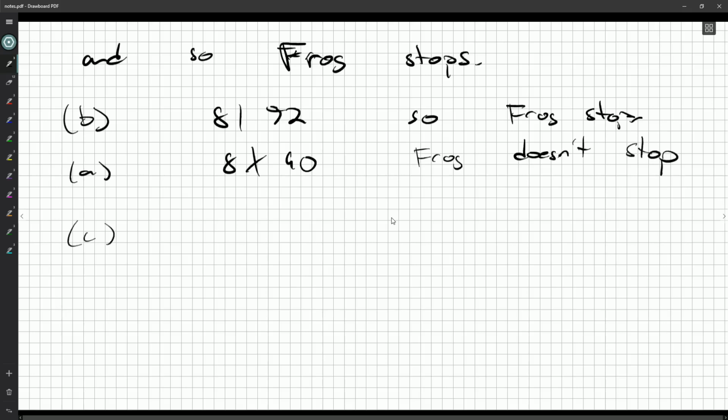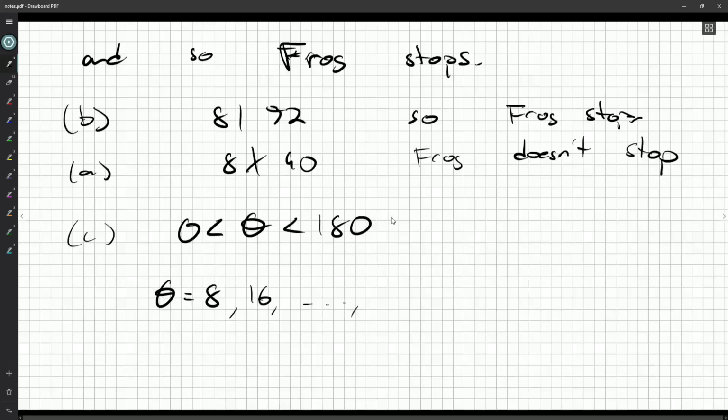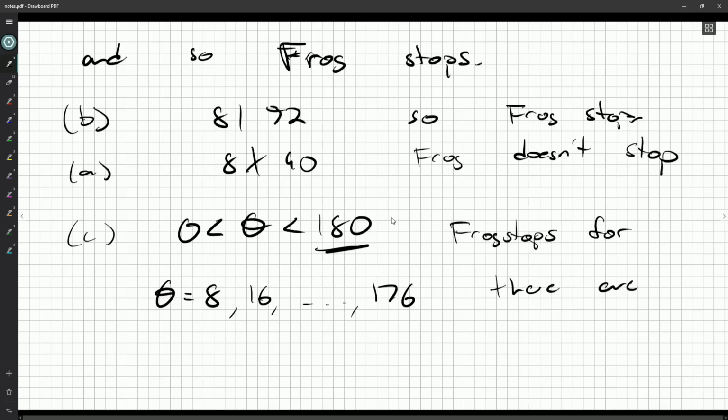And for C, we've got 0 to 180, theta's an integer. So frog stops for thetas 8, 16, all the way up to, this guy's a multiple of 4, so subtract 4, 176 should do it. How many of those are there? So frog stops for theta equal all these values, and there are 176 over 8. 8 goes into 17 twice, leaves a remainder of 1, and then goes into 16 twice. So 22 of them, and that's our answer for C.